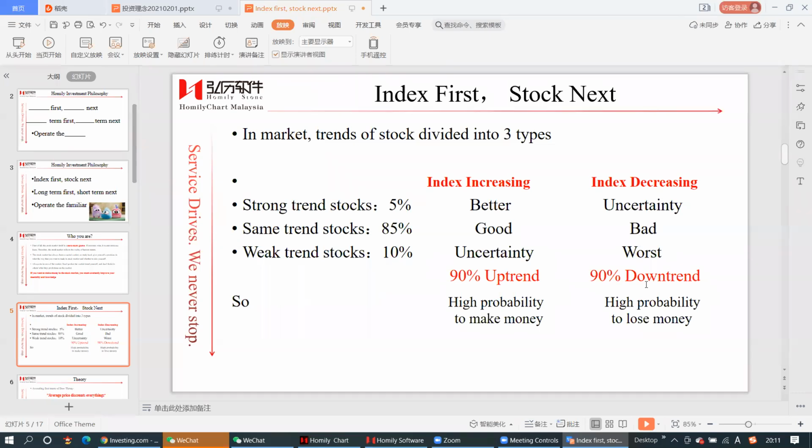Like when the index is increasing, yes, no problem. You can trade more for your portion. But since currently our index is decreasing, and there is still uncertainty because just now we said we need to find a support and it cannot break that, invest a small portion, okay? That's good.